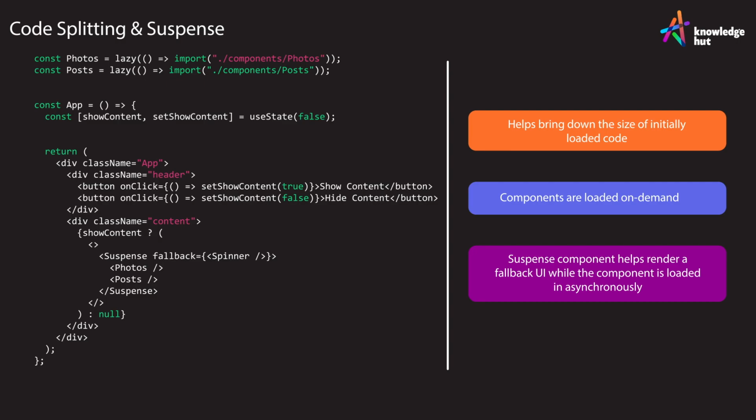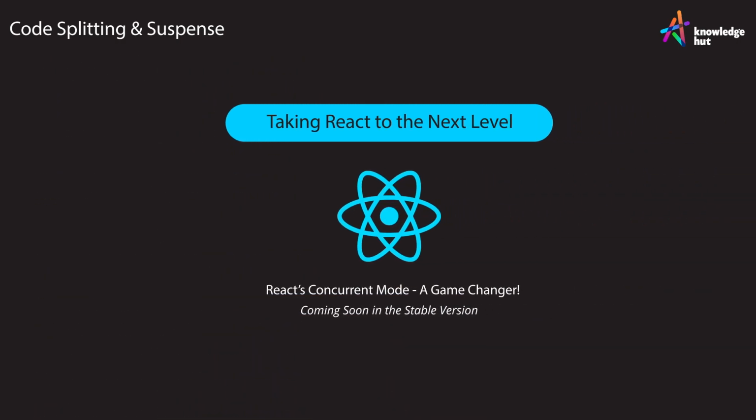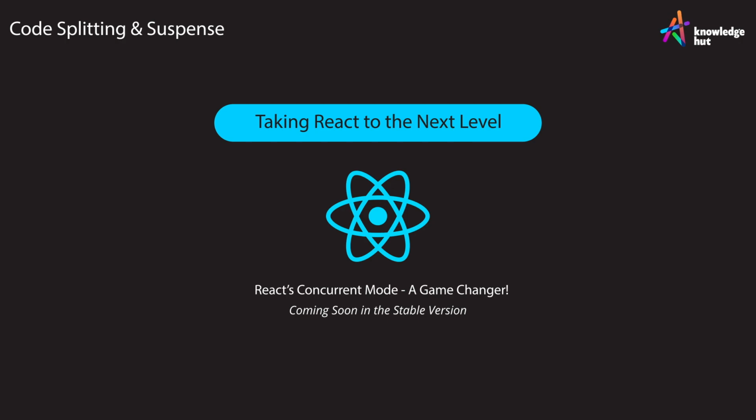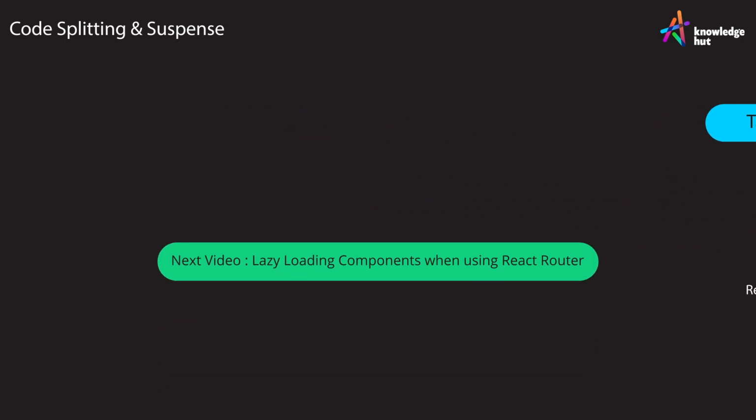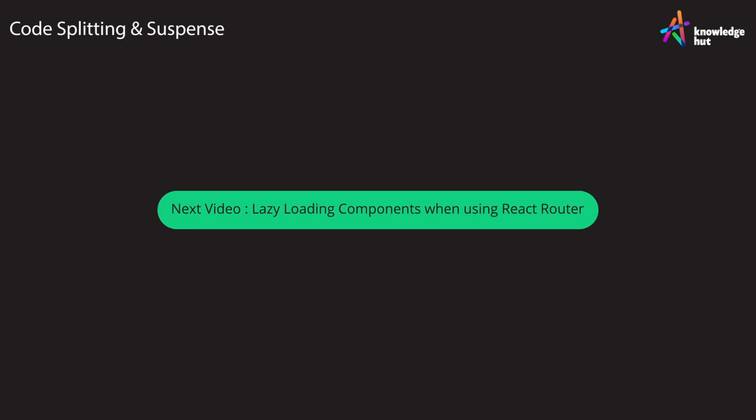Do note again that we are strictly talking about loading component code and not data loading latencies as a result of API calls within components. React is on the verge of offering concurrent mode in the stable edition, which will bring the power of suspense to data fetching as well, thereby enabling you to display fallback UIs while your data and components load asynchronously without blocking the render. Now, coming back to our subject, let's see how we can lazy load components when using the React router in the next video.